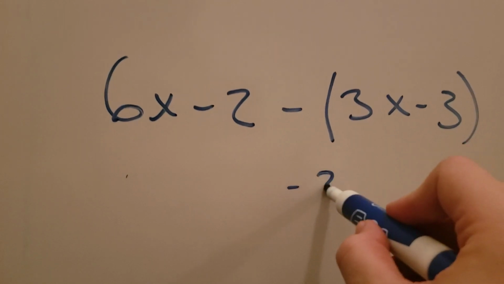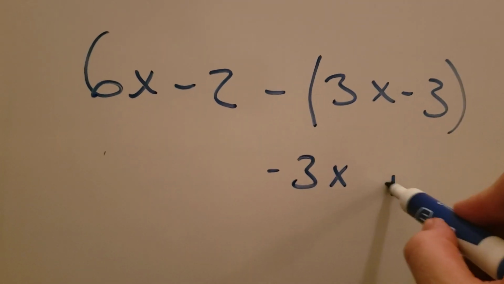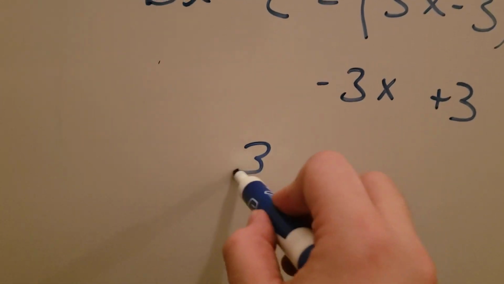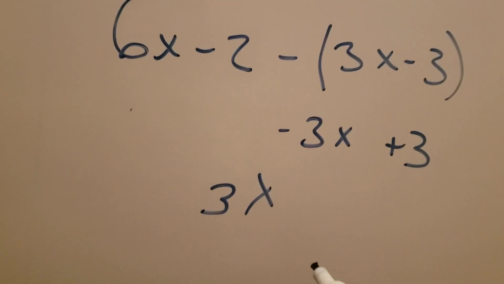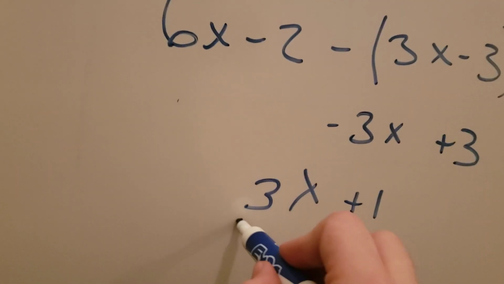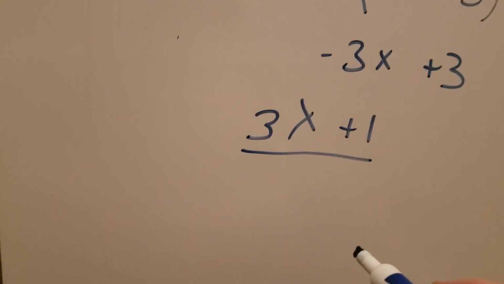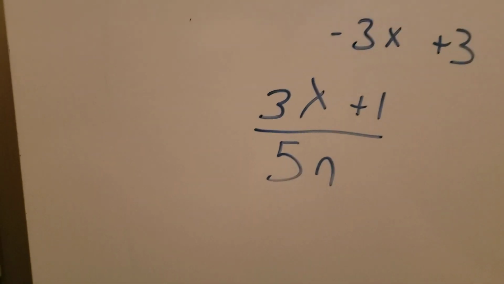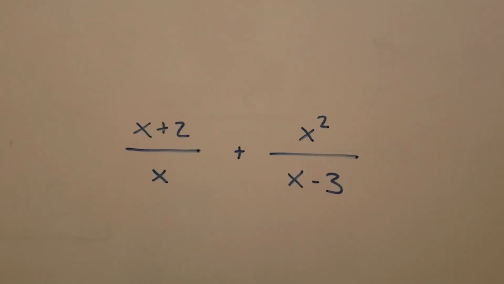We'd get negative 3x plus 3. So 6x minus 3x would be 3x. And minus 2 plus 3, that'd be 1. So our answer would be 3x plus 1, but we have to put our denominator back in, because that's still part of the problem. So that would be our answer for that one.